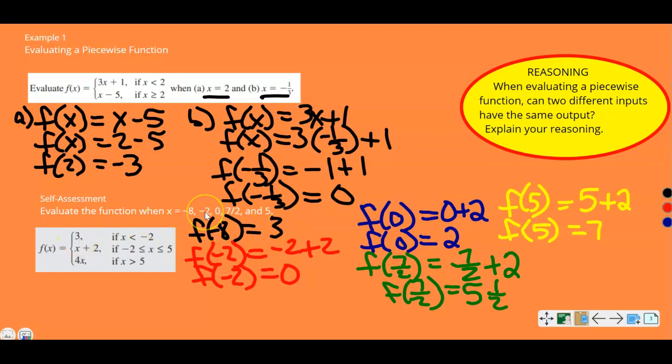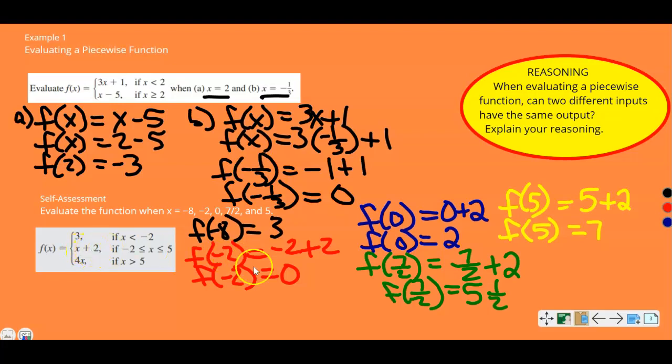All right, so the next thing says when x is negative 2. Negative 2 is included here. So this says less than negative 2, but not equal to. So negative 2, so x is between negative 2 and 5. So I'm going to take negative 2. I'm going to plug it in for x.